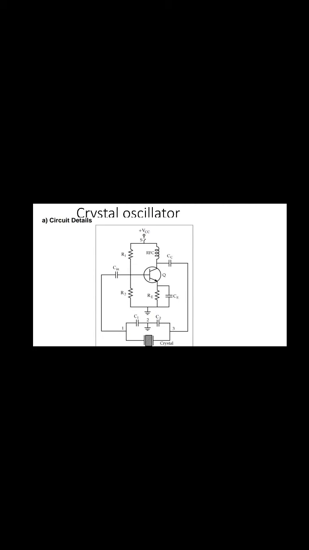Now we have to discuss the transistor crystal oscillator circuit. Previously we discussed the Hartley oscillator and Colpitts oscillator, their working and frequency of oscillation. The LC oscillator and RC oscillator have LC components and RC components in their tank circuit.